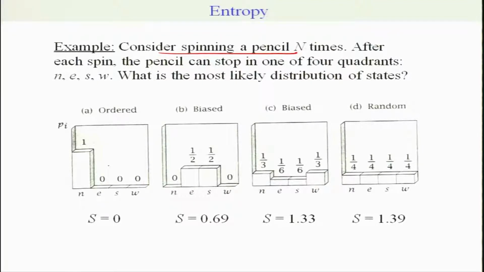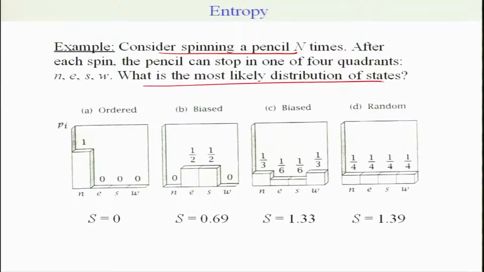Okay. So, you have done this many times, and you have 4 different possibilities in this case which we have considered. So, this will be the ordered case. If it lands only in east and south with probability half and half, this will be your bias case, and if it prefers more north and west, it will again be a bias case. And this is a case where it is random, where every quadrant gets an equal chance, or has the same probability.